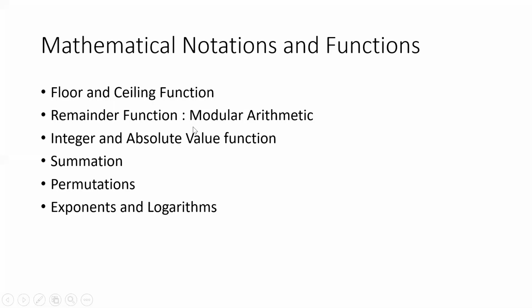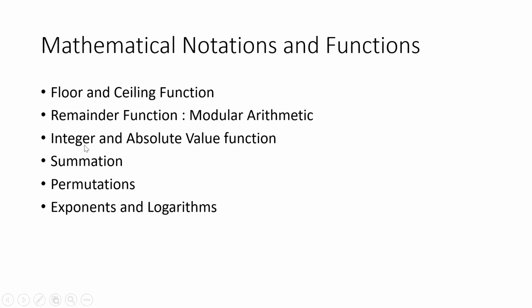Second is a remainder function, which we have already seen. How to find the remainder? When you divide, you will be dividing and finding two things. One is quotient, the other one will be the remainder. So this is very easy. So what is modular arithmetic? Mod of a number is nothing but the remainder that we get. I'll explain what that remainder function is.